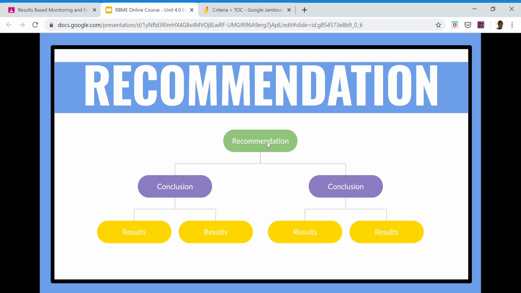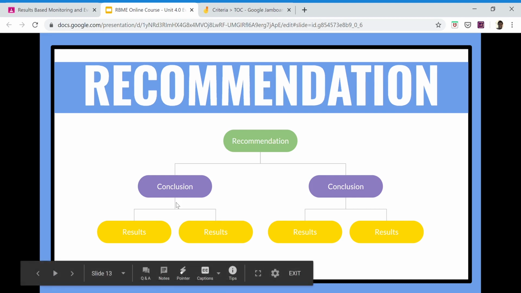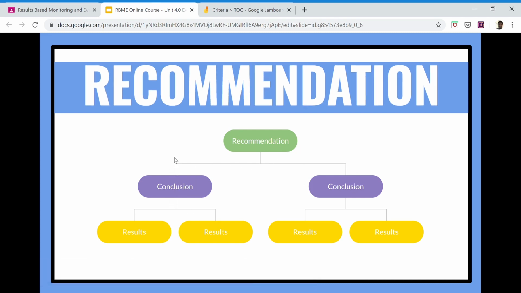There's a key assignment task for this unit: you're supposed to write a recommendation on the electoral process in the 2019 election in Nigeria. So you, as an observer, should write a recommendation, and like I explained earlier, your recommendation also comes from your conclusion, right?